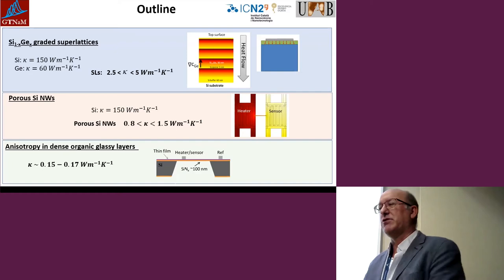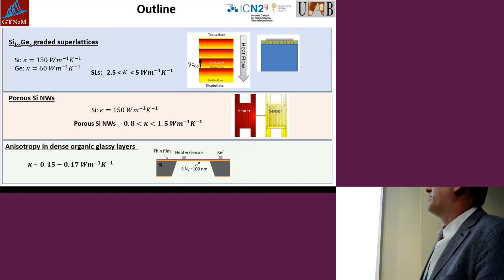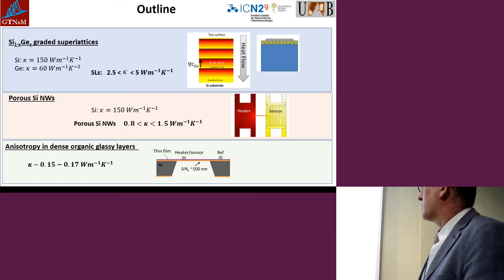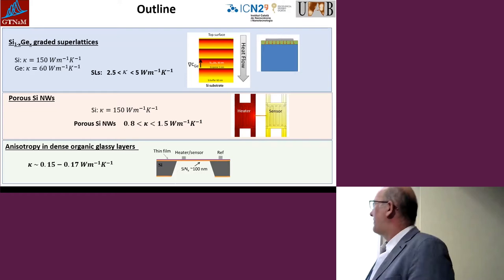I'll show you afterwards results on porous silicon nanowires, where we have different structures, the suspended structures that were developed many years ago by the ICMAB co-workers, in which we can tackle and measure the thermal conductivity or thermal conductance of silicon nanowires. In this case, they are porous silicon nanowires. They have very low thermal conductance.